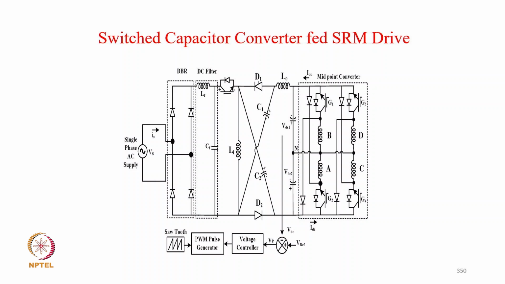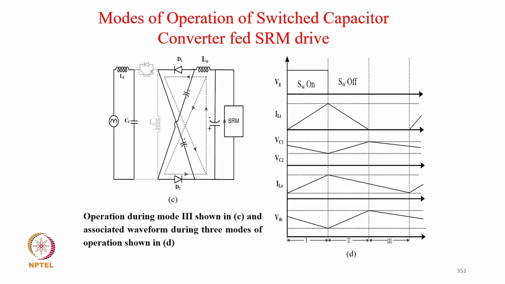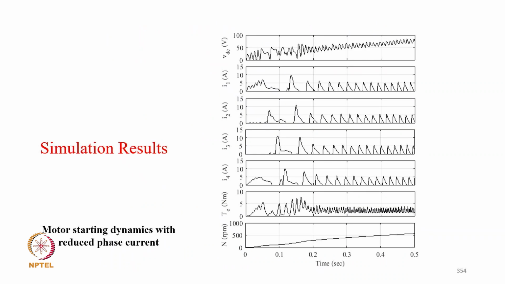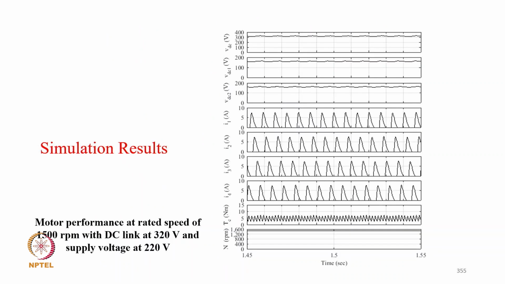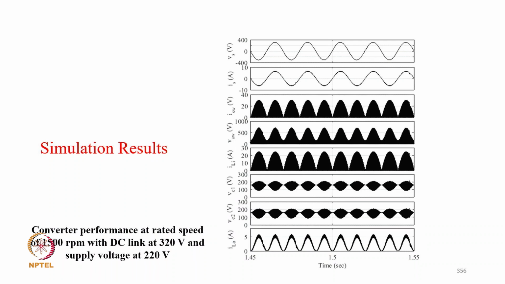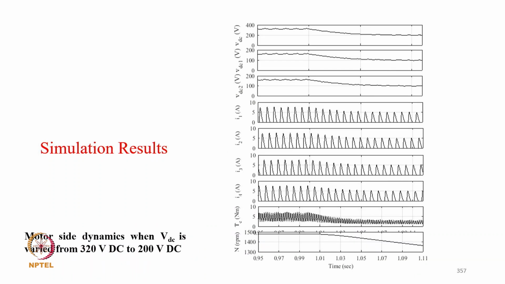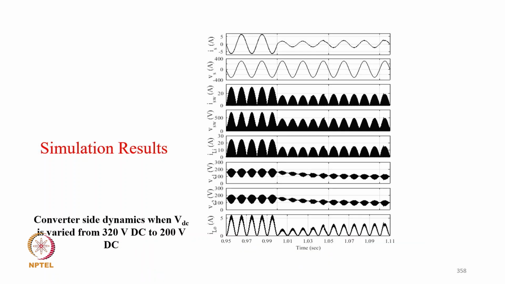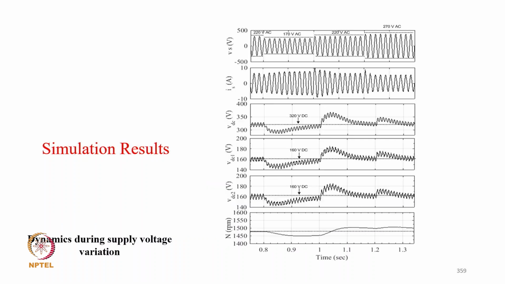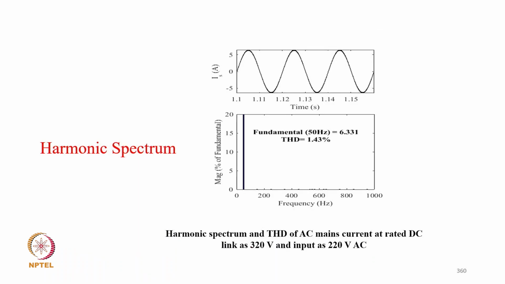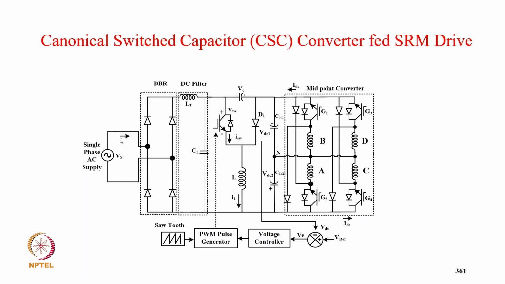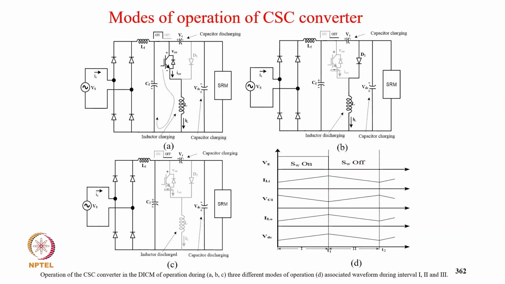Another switch capacitor converter, then different modes of switch converter and the parameters, then starting performance, then your steady state performance, and you can see the supply current in phase with the supply voltage and sinusoidal, and then typically speed control from 320 to 20 rpm, then typically the load variation and supply voltage variation, and THD remains 1.43%.